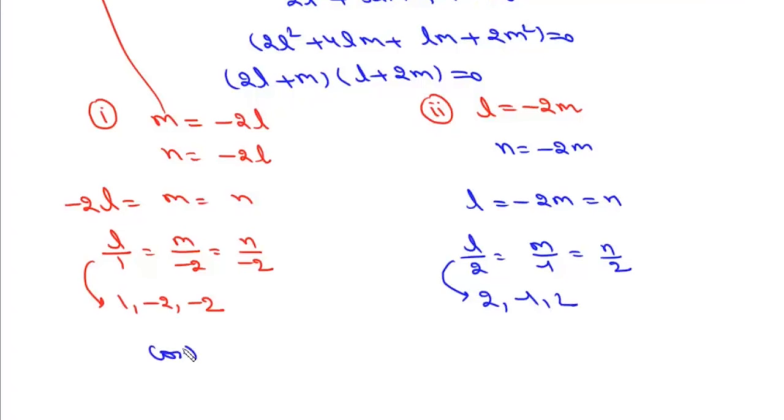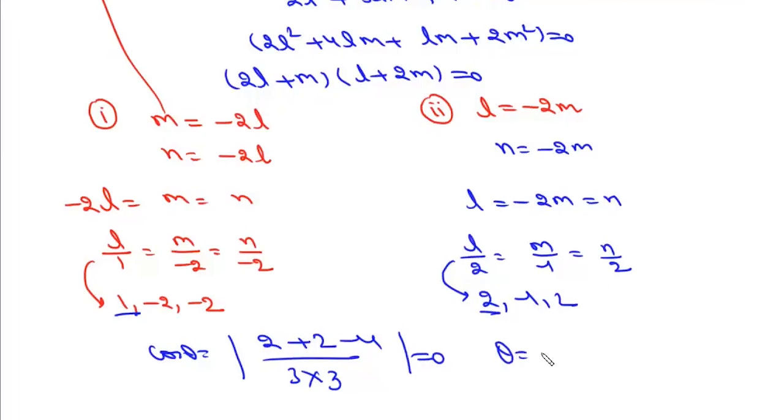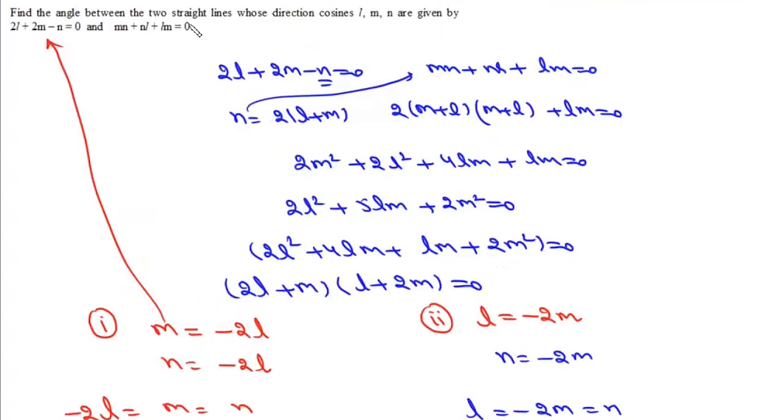Now we find cos theta will be a1 a2 plus b1 b2 plus c1 c2 upon 3 into 3. So this is 2 plus 2 minus 4, which is 0. So if cos theta is 0, that means the angle is pi by 2. So the angle between two straight lines given by this system of equations is nothing but pi by 2, and that is the answer to this question.